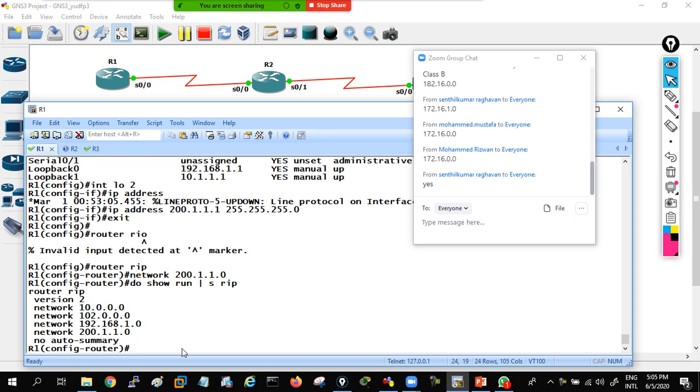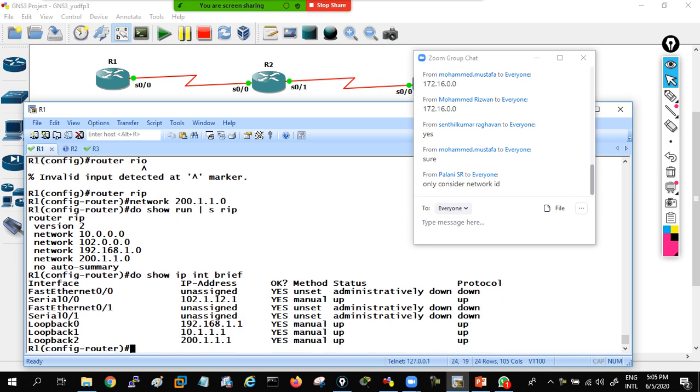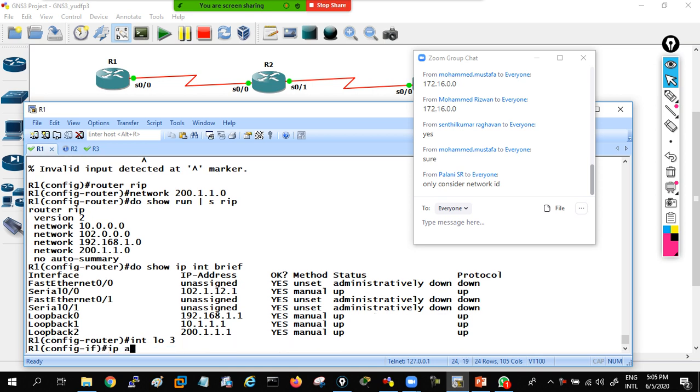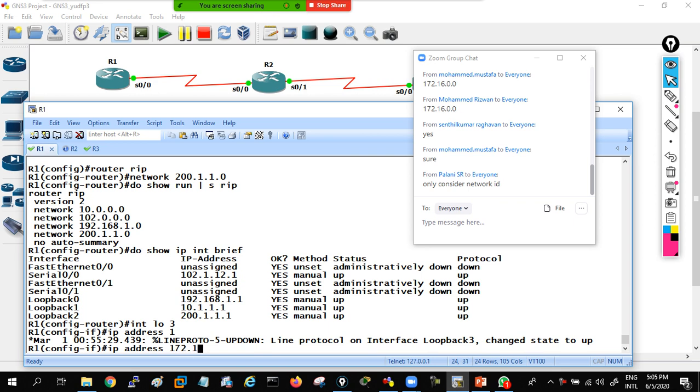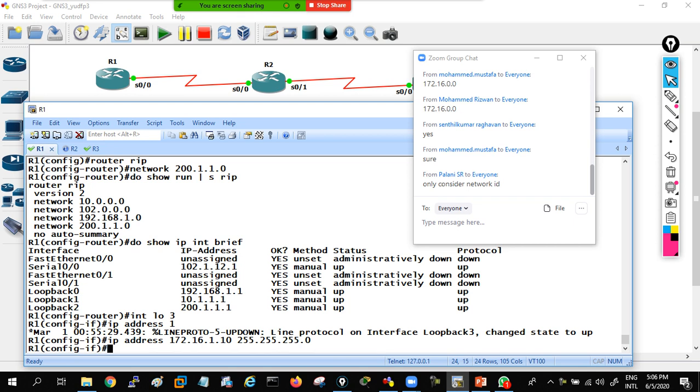Let's go and check it. Palani, are you understanding? Yes, it will check, because this is what you need to learn: how routing protocols are going to behave. Interface loopback 3, IP address 172.16.1.10, 255.255.255.0. Usually what does this mean? It means it's a class C, right?